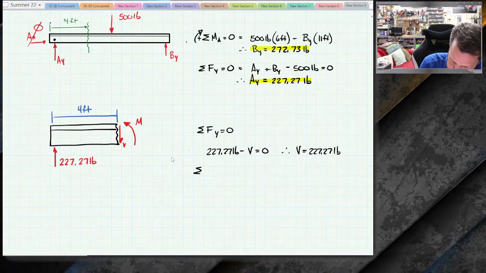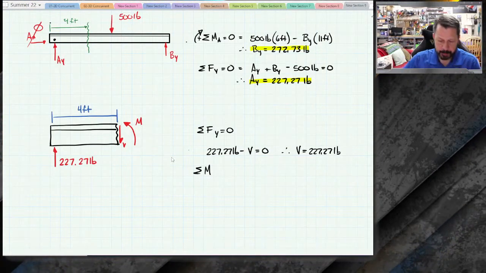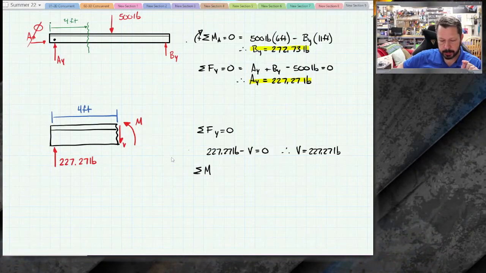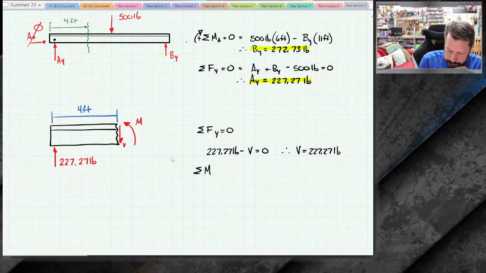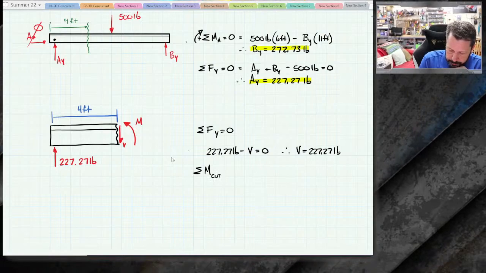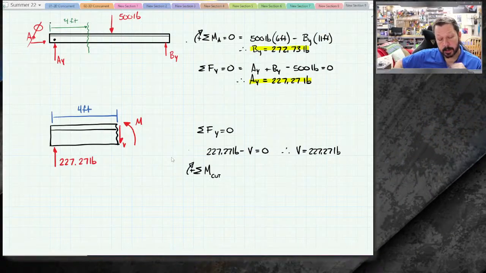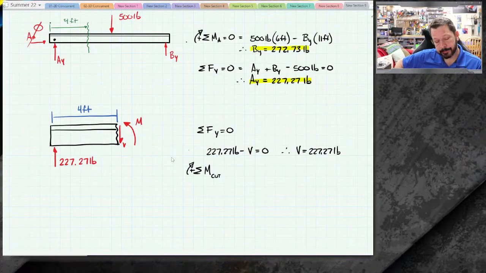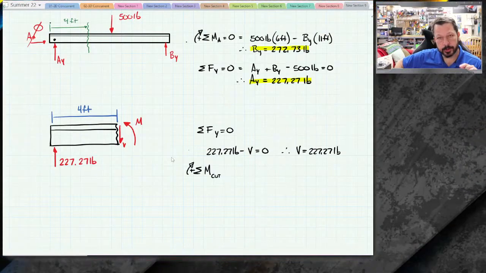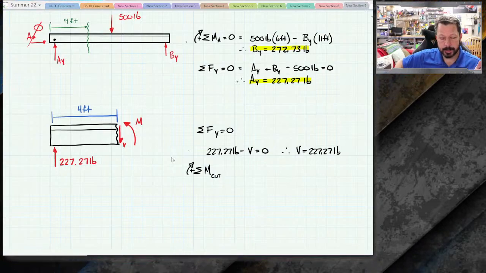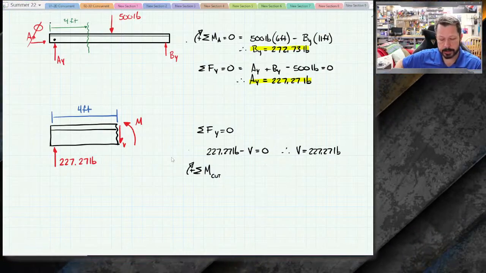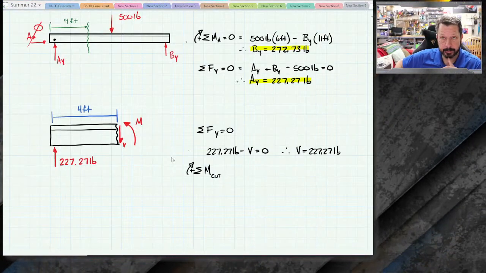Then I can write summation of moments. I'm going to write the summation of moments about my little wavy cut line. And I'm going to do clockwise positive. I'm doing that because the shear force won't be in that equation. Not that it matters, I could put it in there, but it's just simpler to not have it to write down.